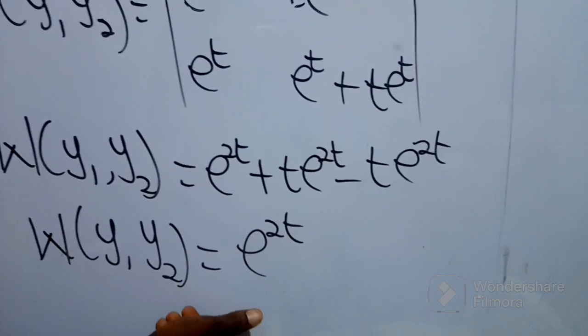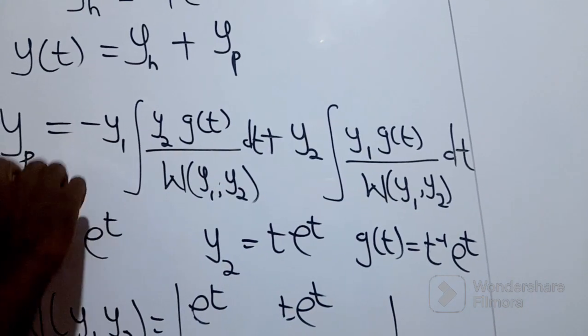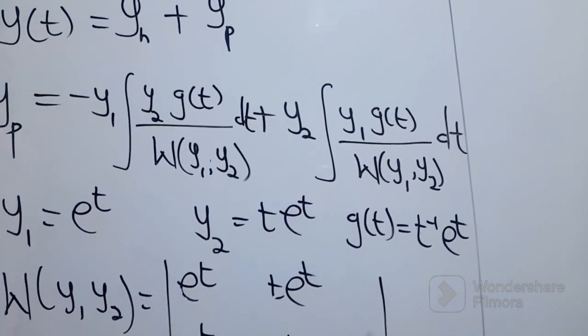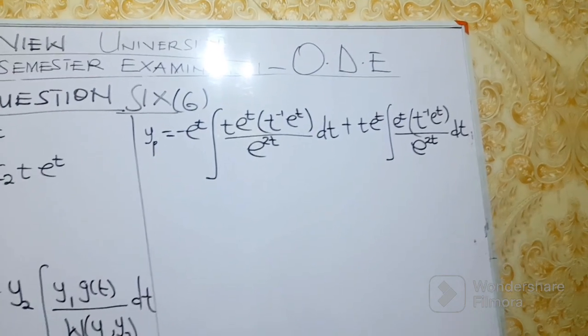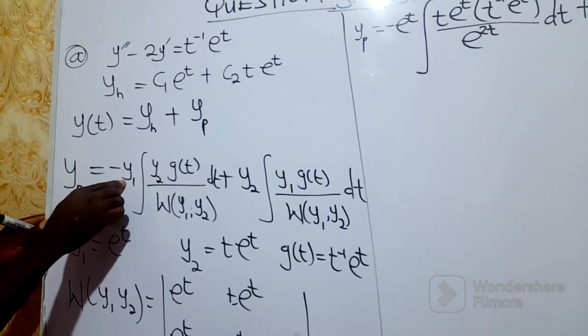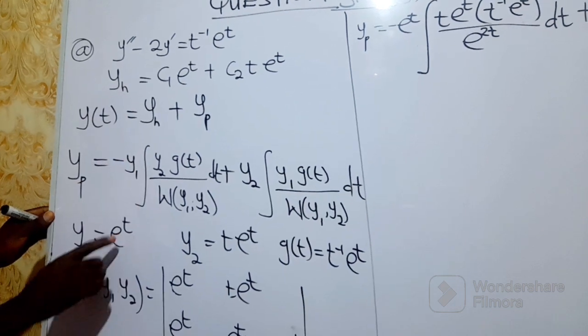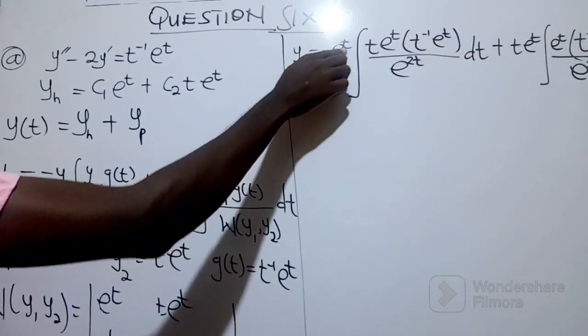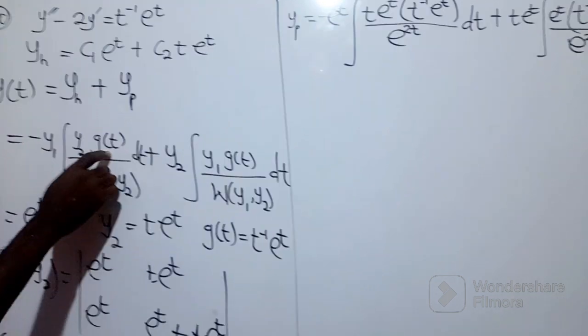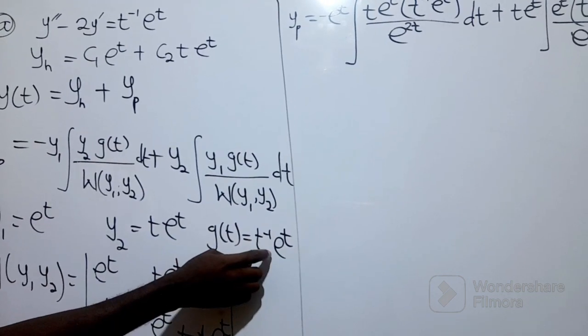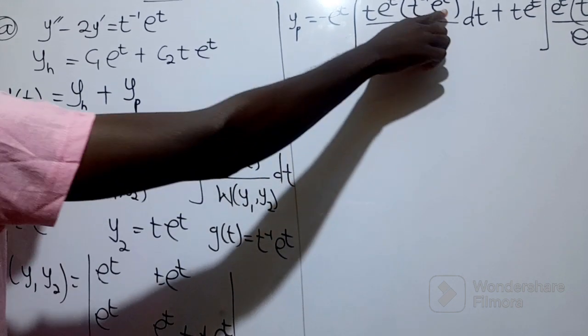So we know the Wronskian, we know y1, we know y2, we know g(t). We just substitute into this and find our y_p. Having substituted that, our y1 is e^t, so we have negative e^t, then the integral of y2, which is t e^t. G(t), remember, is t^(-1) e^t, and that's that.